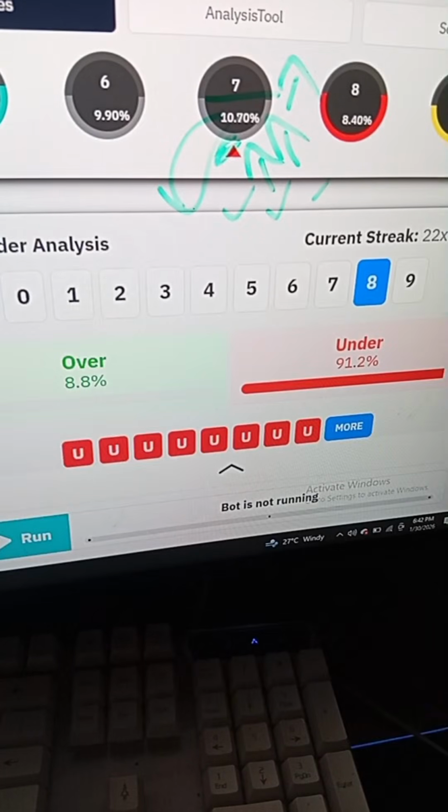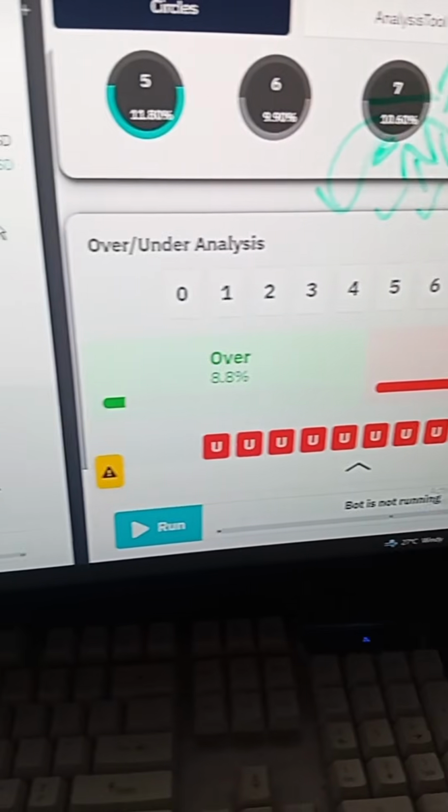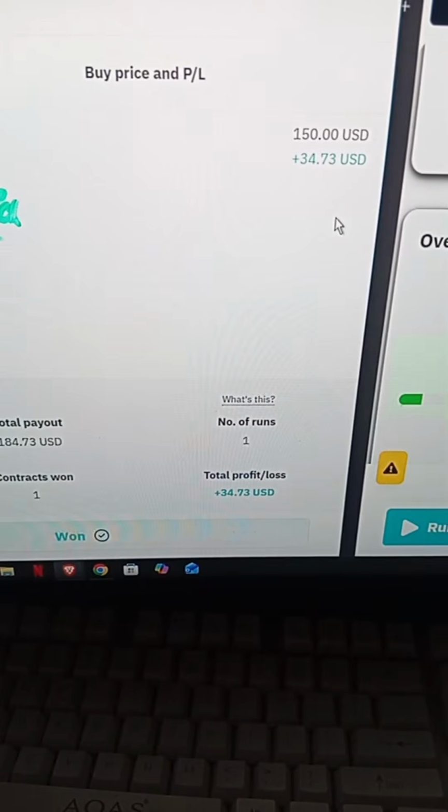Reset and run that bot now. Reset and run your bot. I'm delaying. Run your bots, guys. I have delayed a bit, but it's okay.